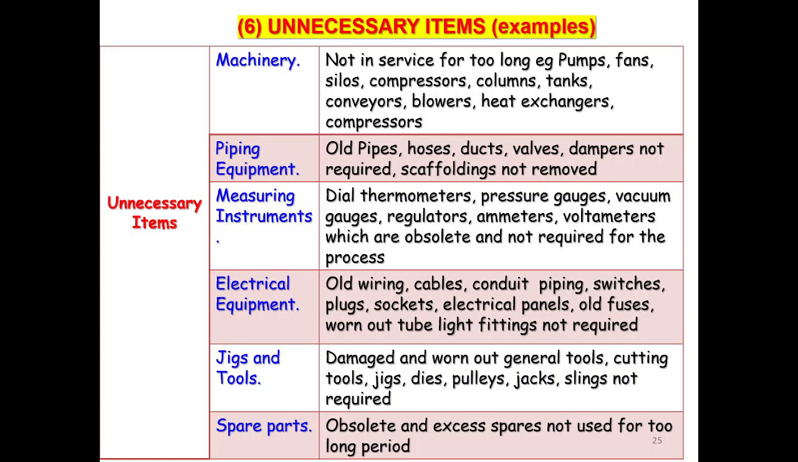Unnecessary items are hindrances for smooth operation, that is old machineries, piping, ducts, walls, scaffolding not in use for too long a period which are not removed. Measuring instruments like dial thermometers, pressure, vacuum gauges, etc., which are not required for the process but lying idle. Electric equipment like old wiring, cables, switches, electrical panels, worn out tube light fittings which are not required. Jigs and tools like damaged and worn out tools, they are unsafe to use.